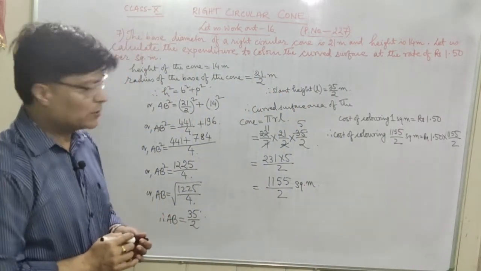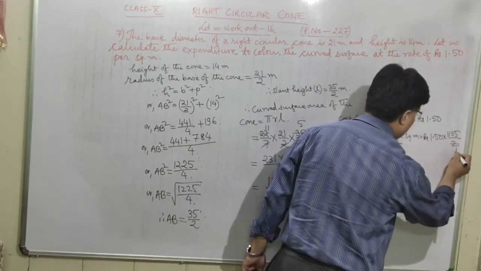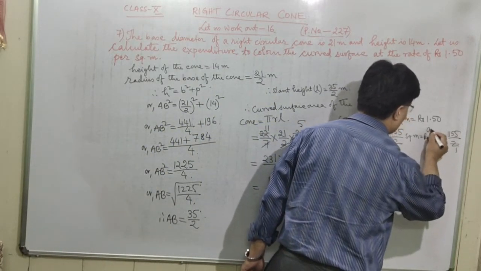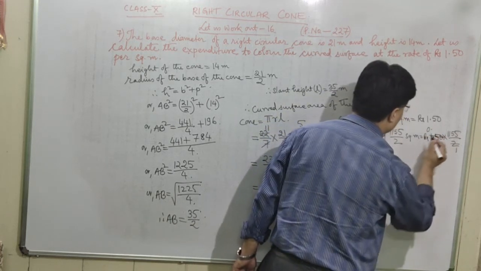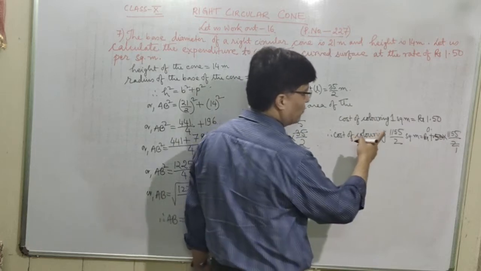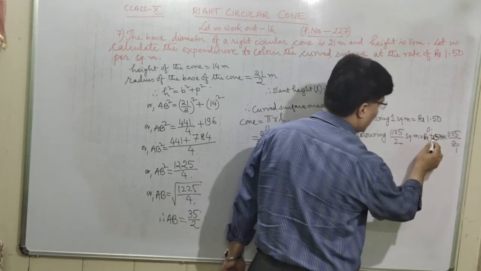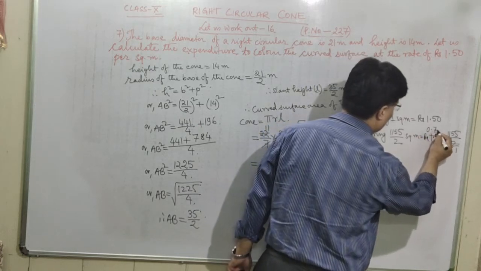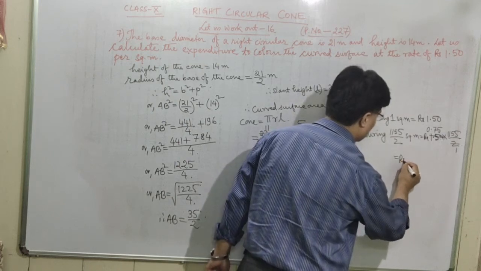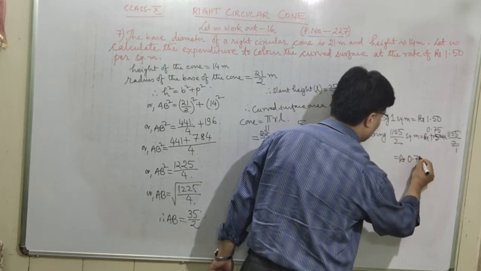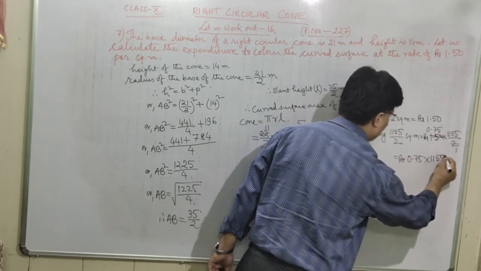So I think you have understood it. You can cancel here. 2 1s are 2, 1 is 0 point, right? This is 1.50. This is 1.50, right? 1 is 0 point, 2 7s are 14, 10, 2 5s are 10. That is 0.75, which is equal to rupees 0.75 into 1155.